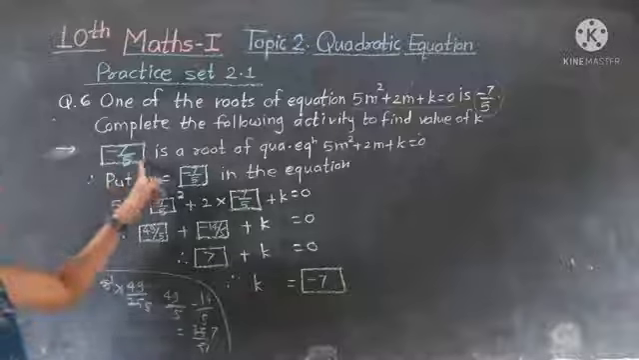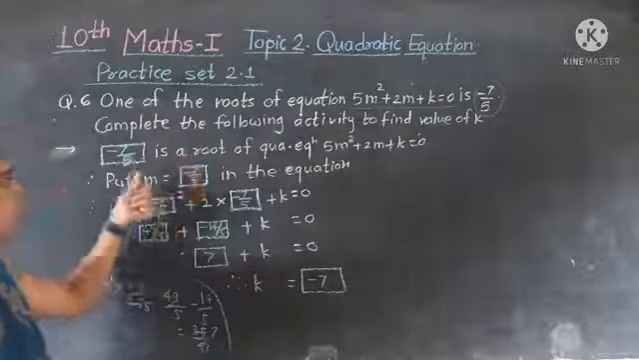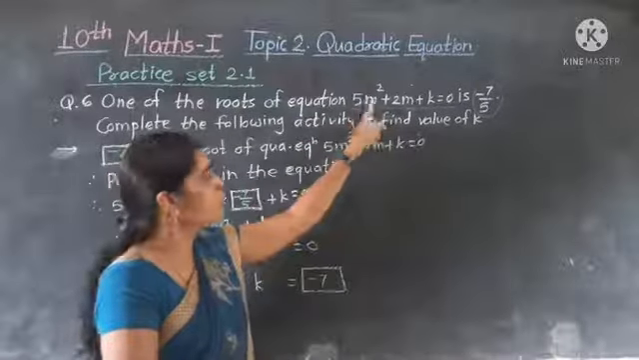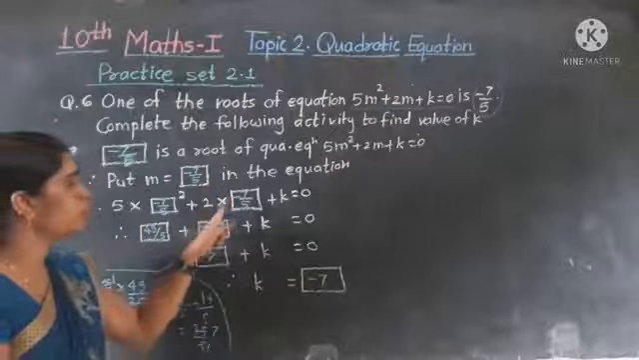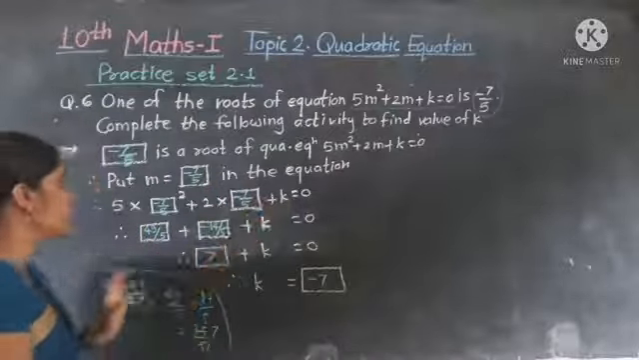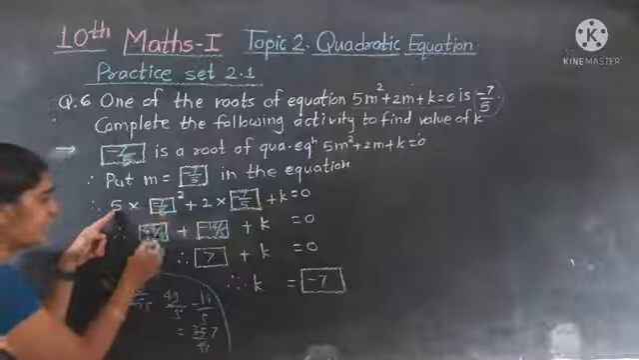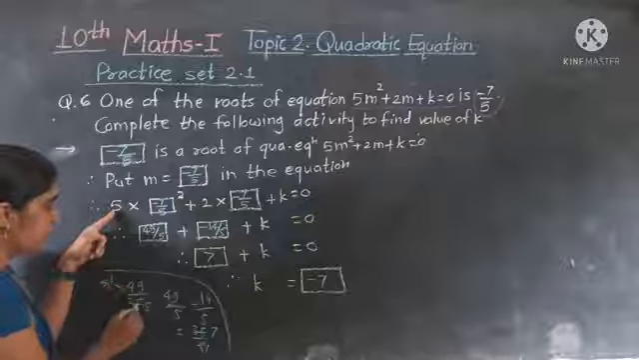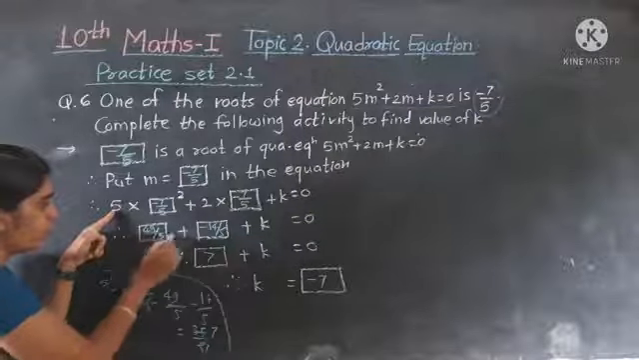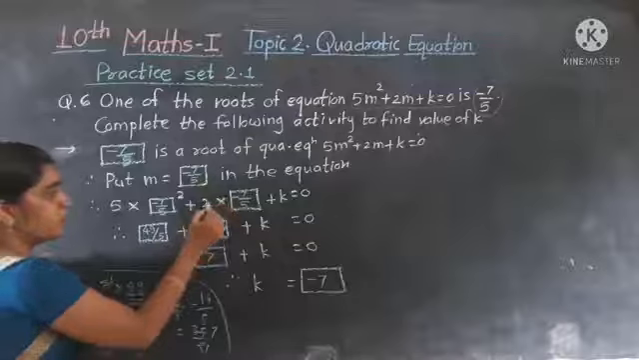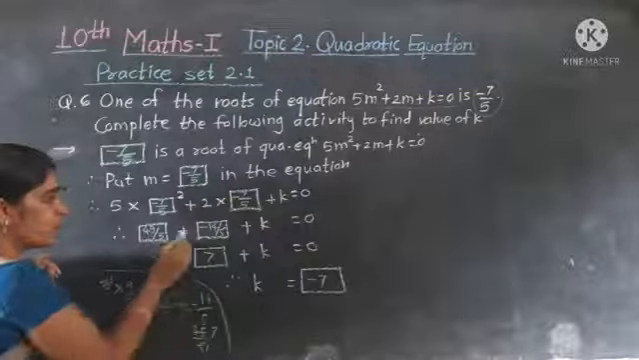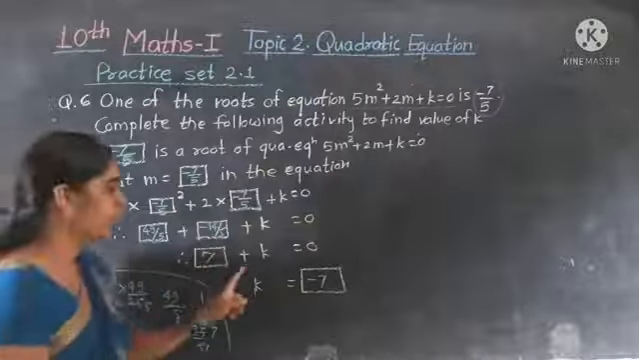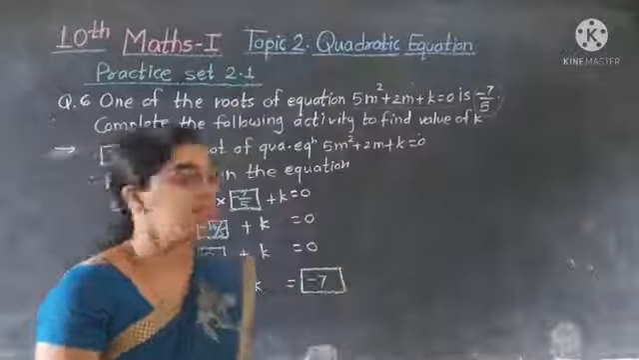First, it is given that it is a root of the quadratic equation. Therefore we put the value of m as minus 7/5 in this equation. 5 into (minus 7/5) square plus 2 into minus 7/5 plus k is equal to 0. You simplify this and directly write here. 5 into 7 square 49/25. 5 1s are 5, 5 5s are 25. 49/5 plus minus 2 7s are 14/5. So by calculation this answer will be 7. Therefore we get the value of k as minus 7.